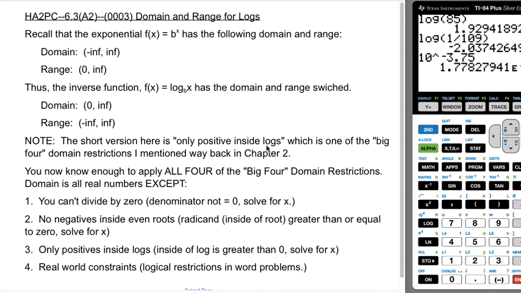All right, this is Honors Algebra 2 Pre-Calc. We're doing 6.3 in Algebra 2, and this is our third video. We're going to talk a little bit about the domain and range of logs. So this has already been addressed a bit, but let's just review anyway.